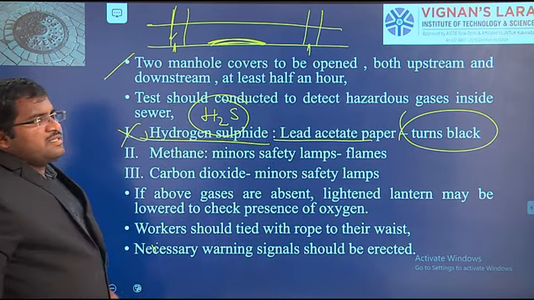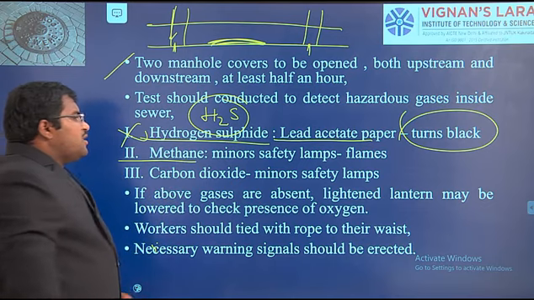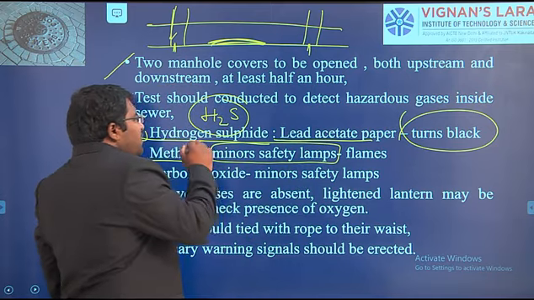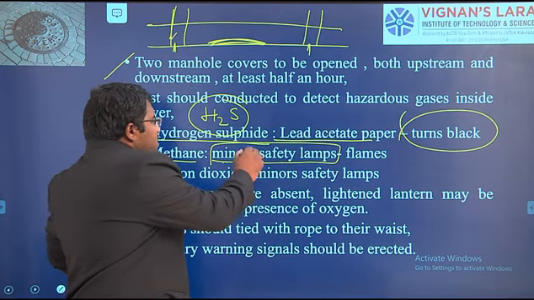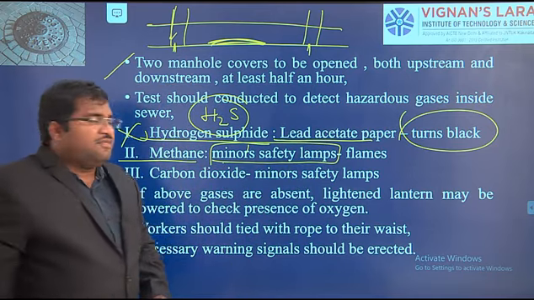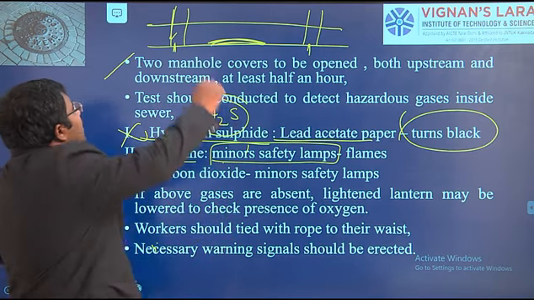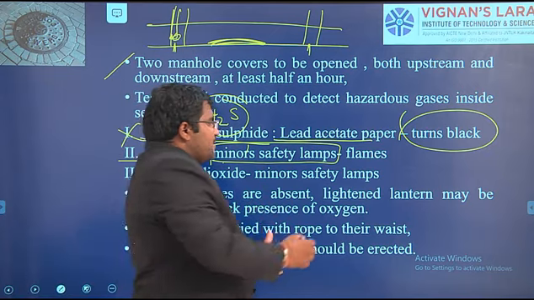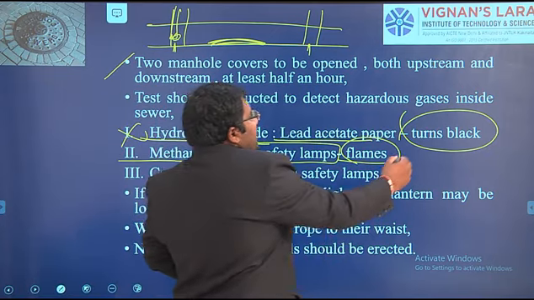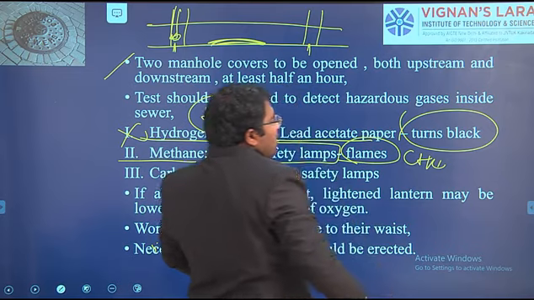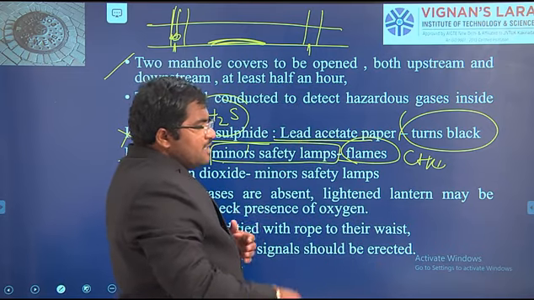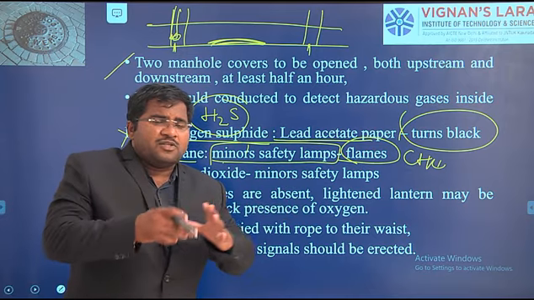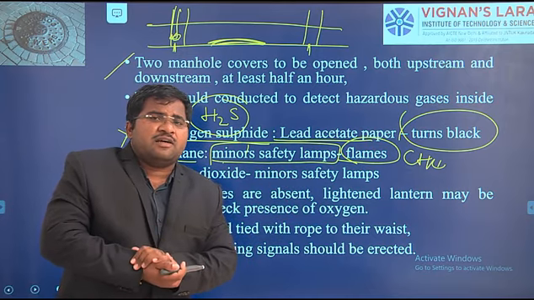Next, coming to the second case, methane. How are you going to check methane? Methane is checked with the help of a lamp called the miner's safety lamp. Whenever we insert this lamp into the pipe, the lamp will give some flames, since methane has some caloric value and because of that it will create flames. If flames are there, we can observe that there is a presence of methane.